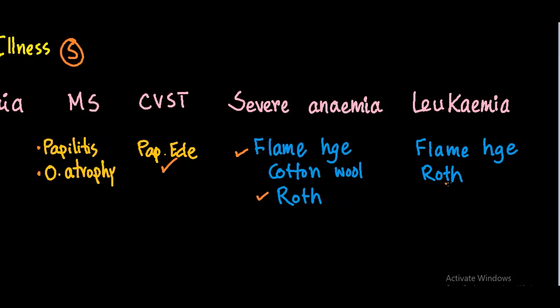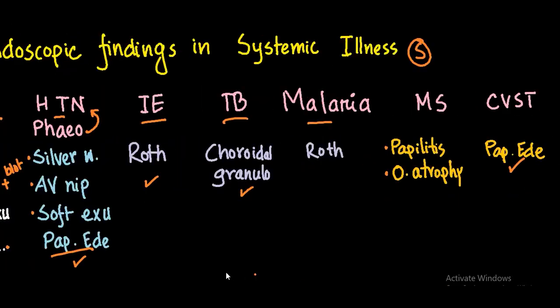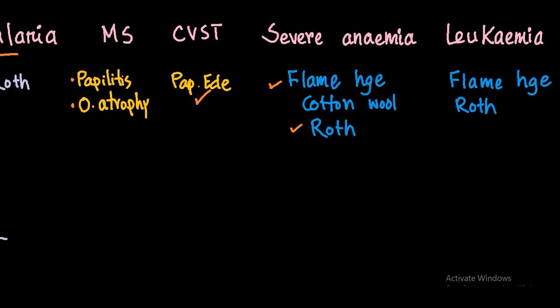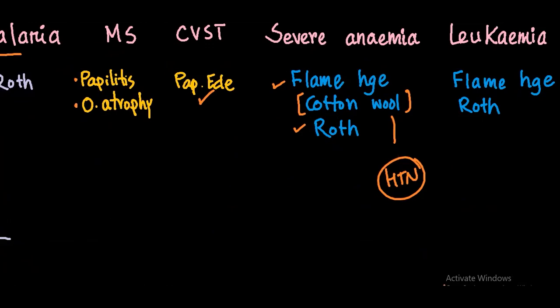And you can also see flame hemorrhage in patients with hypertension. Hypertension may also cause a flame hemorrhage. But especially with severe anemia, you may get cotton wool spot, just like hypertension. So hypertension can cause cotton wool spot. Severe anemia can also cause cotton wool spots. So those are the classic fundoscopy findings.